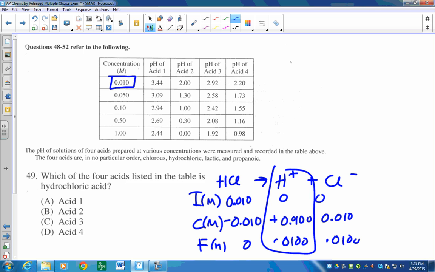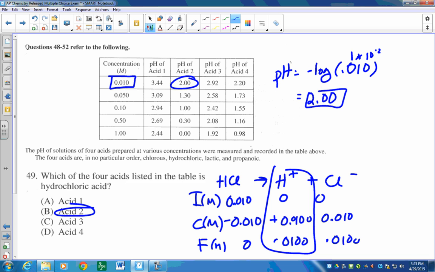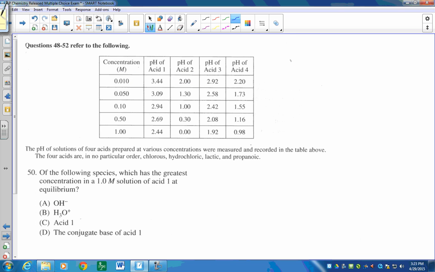And pH, so the pH is the negative log of 0.010. Think of this as 1 times 10 to the negative 2. So the log base 10 of 10 to the negative 2 is negative 2. Moral of the story, the one that has a pH of 2 is hydrochloric acid. The one that has a pH of 2 is acid 2. The other way you can do that problem is that is absolutely the lowest pH, and so that lowest pH is the strongest acid. So there's a lot of different ways to do that one.